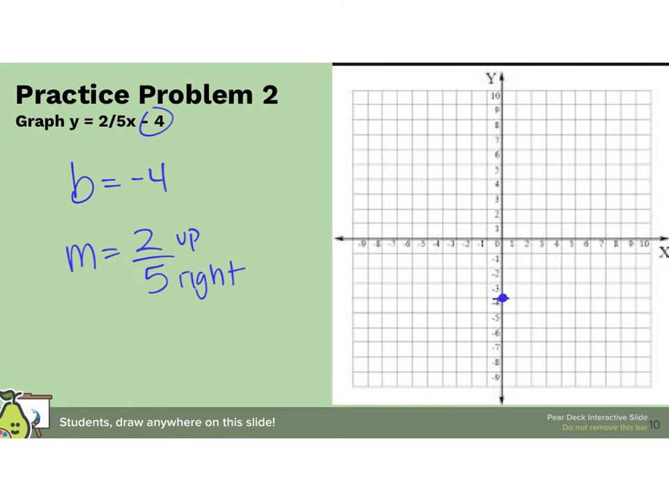So from this negative 4, I'm going to go up 2 and to the right 1, 2, 3, 4, 5. That's where I put my point. And then do it again. 1, 2, 1, 2, 3, 4, 5. Takes me all the way to the end. Connect the points. Draw your arrows.